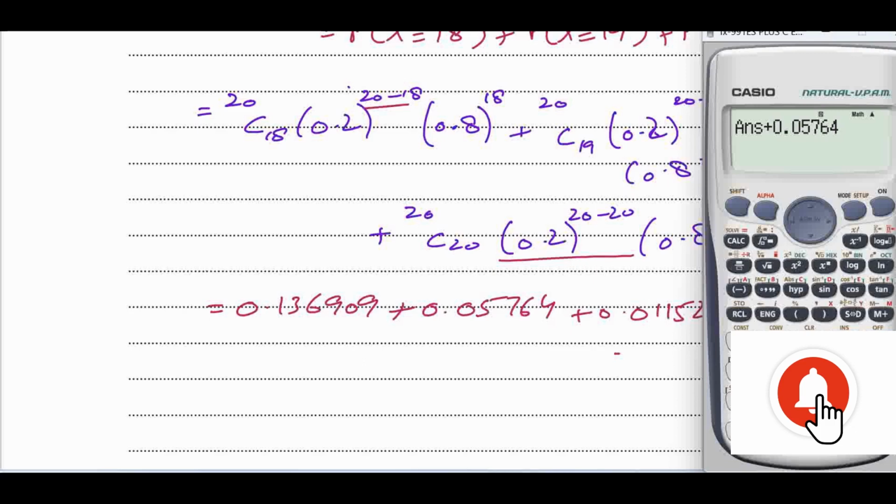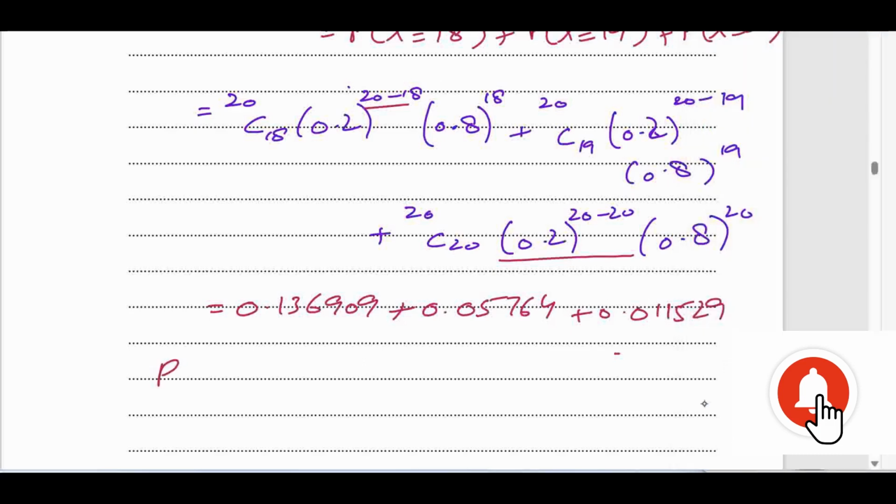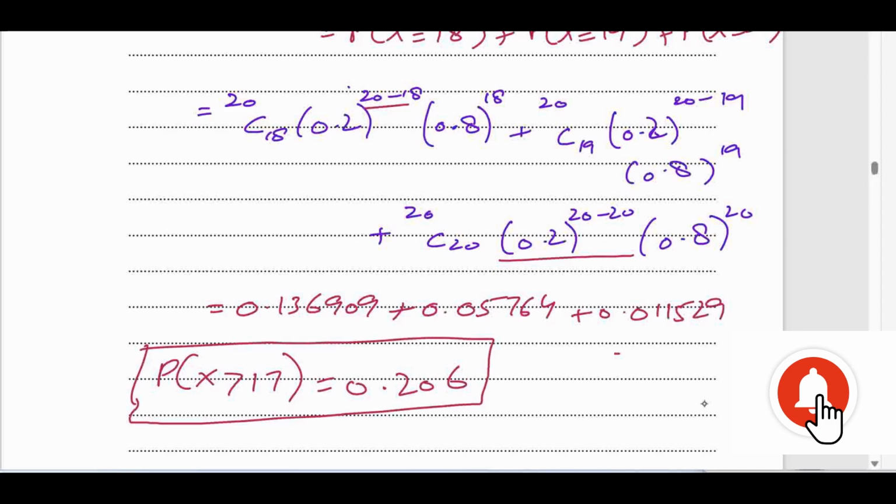Now we will add all of these. Plus 0.05764 plus 0.136909. So this will be equal to 0.206. So the probability that X is greater than 17 will be equal to 0.206. This will be the final answer. I hope that the concept is clear. Let's move on to the next question.